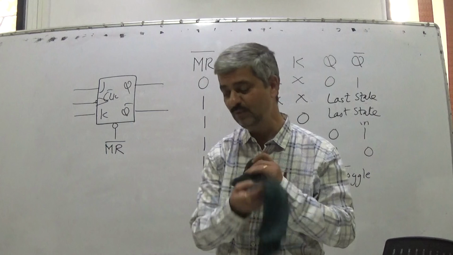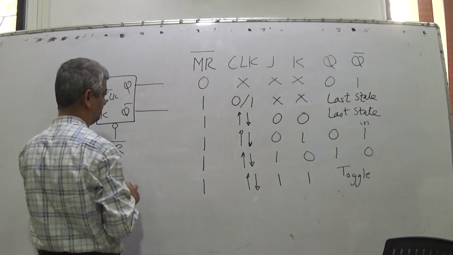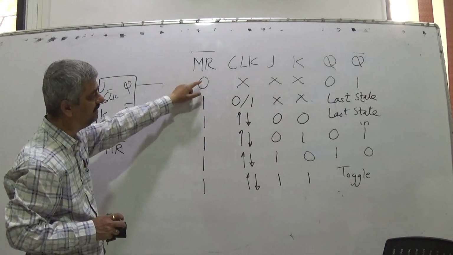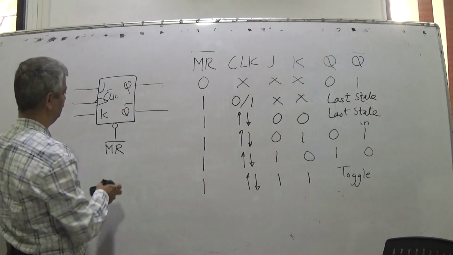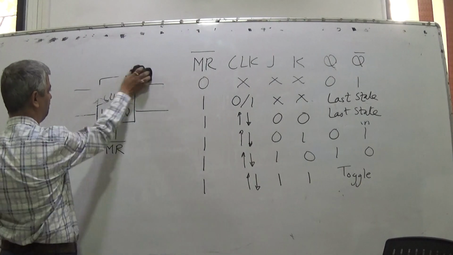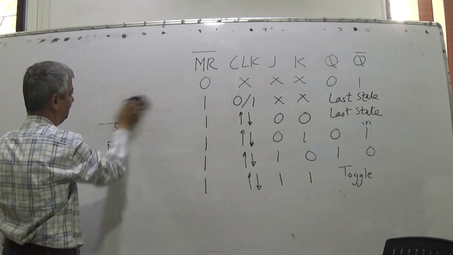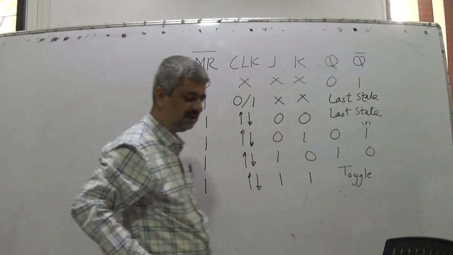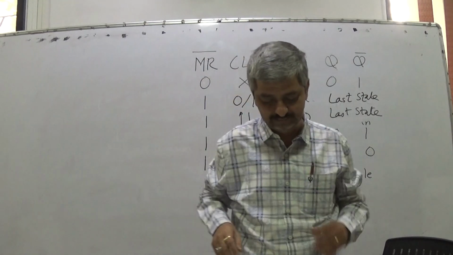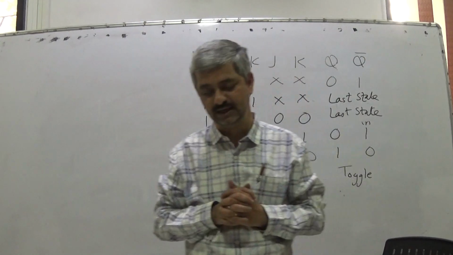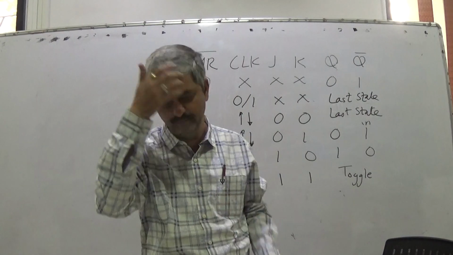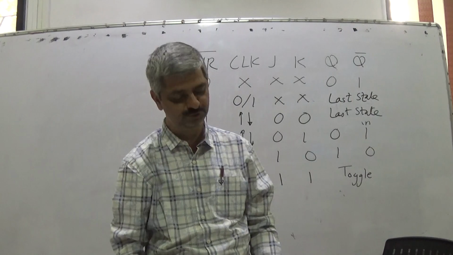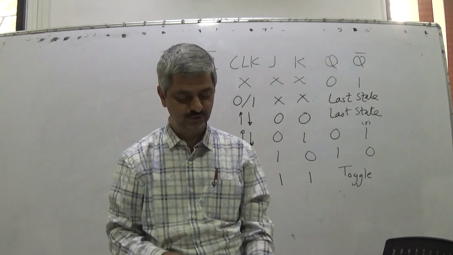Now we want to design counters, and when master reset is made active low, when it is made 0, irrespective of anything, the flip-flop resets. So using master reset, you can reset the flip-flop anytime, and when master reset is not active, you can use the flip-flop as per the truth table given. Now we want to design a counter. So obviously we should start with a 2-bit counter, not a 4-bit counter.